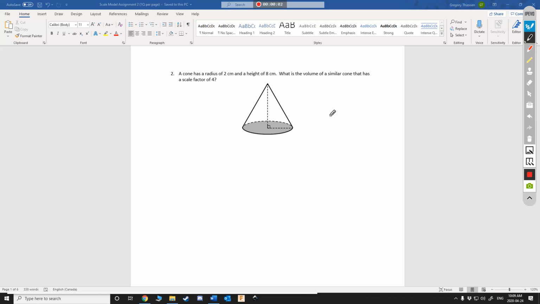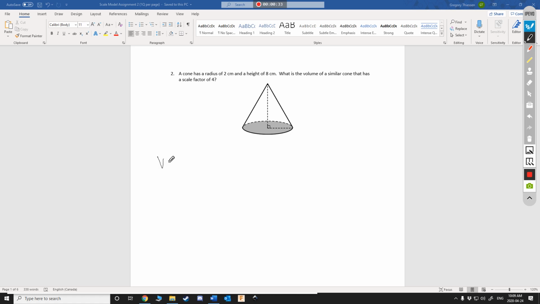Okay, here's question 2. It says, a cone has a radius of 2 centimeters and a height of 8 centimeters. What is the volume of a similar cone that has a scale factor of 4? So in the notes, I copy and pasted the formula sheet that they used to give for Math 10 provincial exams, but it essentially has all the necessary equations for basic geometric shapes. So for a cone, if we're trying to find volume, you either look online or look at that formula sheet of volumes, and you'd find what is the volume of a cone.